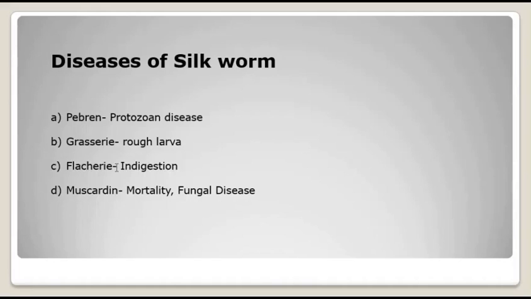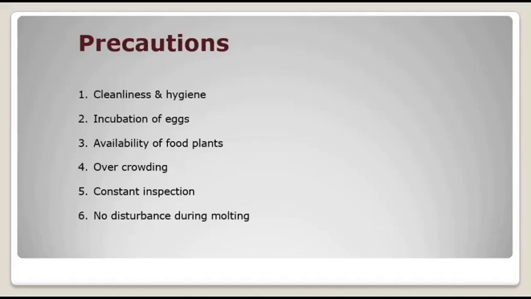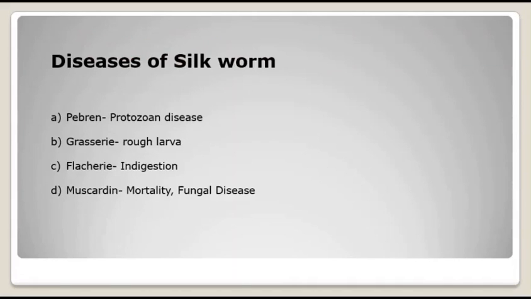So these are a few diseases observed in silkworms, and how can we avoid and prevent them? These diseases can be prevented by taking certain precautions: cleanliness, hygiene, incubation, availability of food plant, avoiding overcrowding, constant inspection, and no disturbance during molting. These are some of the precautions one considers so as to minimize the loss in the business and to earn profit from the sericulture industry. A few precautions we should consider, right?